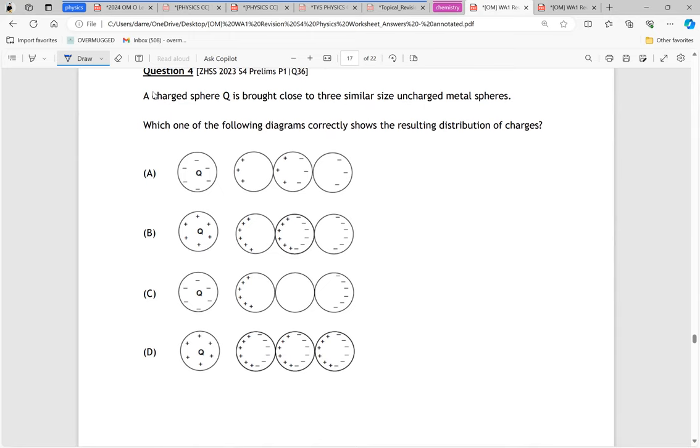Again, give yourself a chance to try. I give you 1 minute. If you can't get it, it's fine, but give yourself a chance to look at the different patterns. This one is not just design. This one, you need to know how the charges will move.